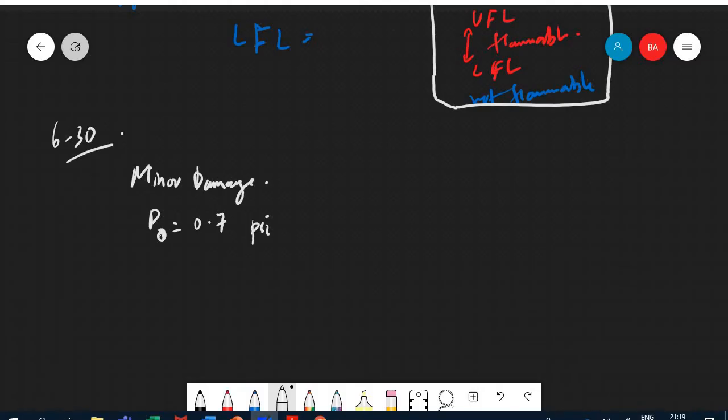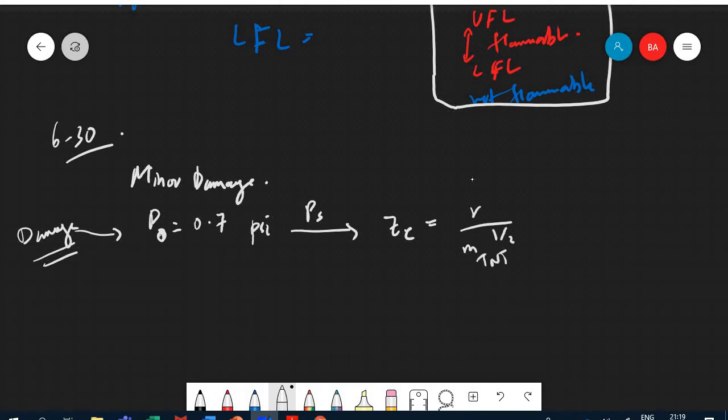So if I have P naught, if you can recall what I used to say, start with what damage you're expecting to find P naught, and then from P naught I want to get PS. Why? Because as I get PS, I can find ZE from the figure, and ZE is equal to R divided by M TNT to the power third, and so I can find this R here. Okay, so I have it in mind.